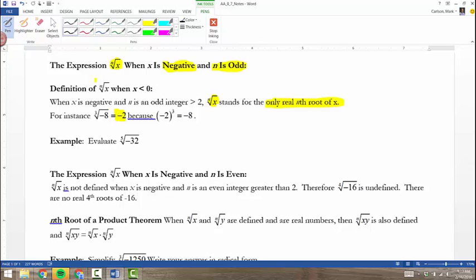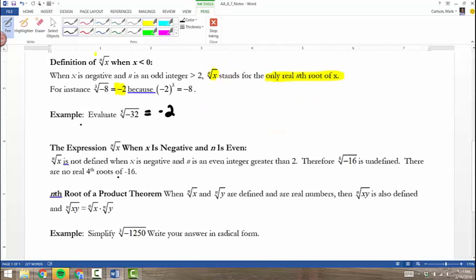If I say evaluate the 5th root of -32, well, there's only one real number that I can multiply together 5 times and get -32, and that number would be -2. So we would say that the 5th root of -32 stands for -2.